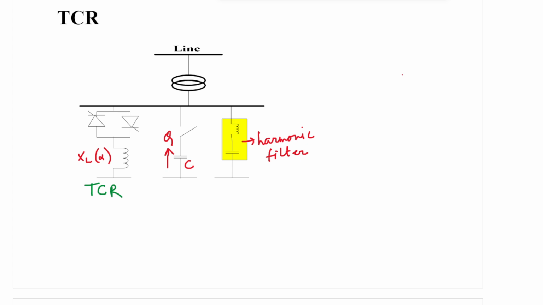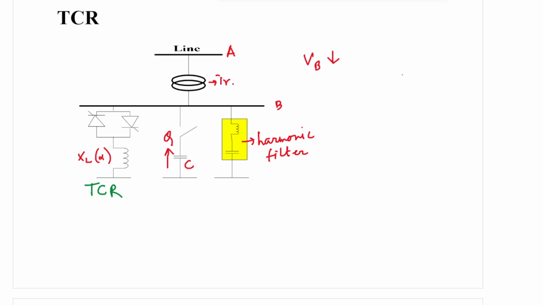Now for the time being, let us say this bus is A, this bus is B, and in between we have a transformer. Let us say voltage at bus B reduces. So how can it be made to its nominal value or to its rated value?